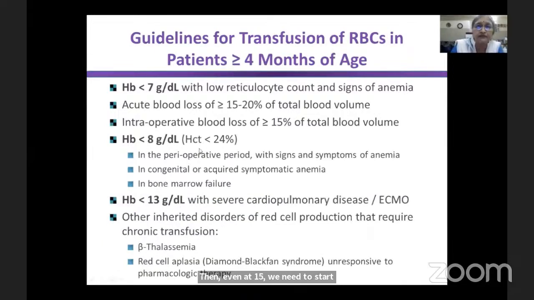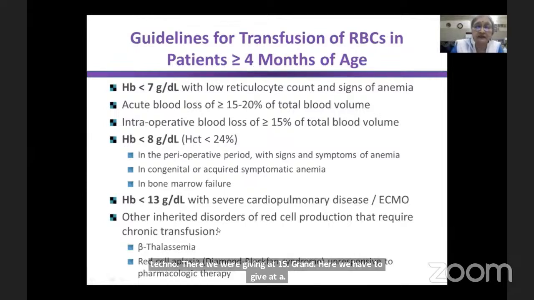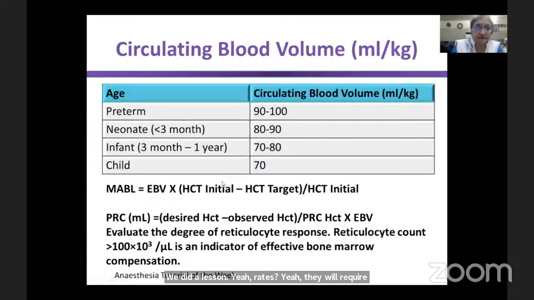Children with more than or equal to 4 months of age, it will be slightly varying. Here, again, the 7 gram is the target, or 15% of total body volume loss is a target. But instead of less than 4 months, when we are giving at 10 gram percent, here we can wait up to 8 gram percent. For children with severe cardiopulmonary disease or on ECMO, there we were giving at 15 gram percent, here we have to give at 13 gram percent. And plus the children like beta thalassemia, red cell aplasia, they will require the transfusion.